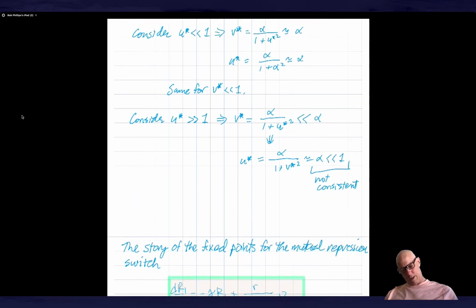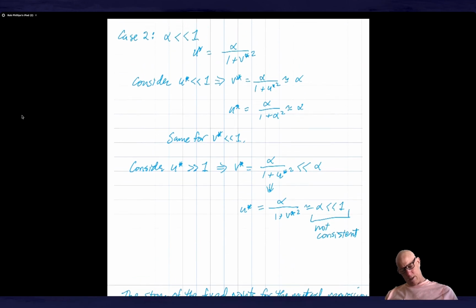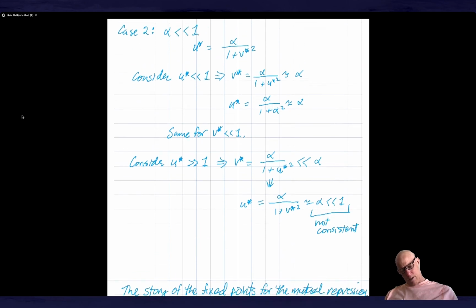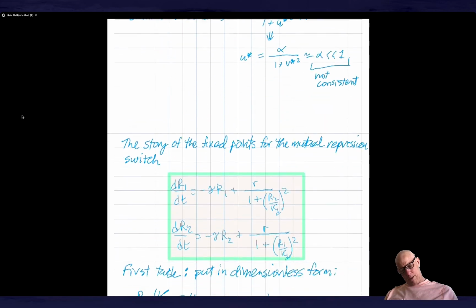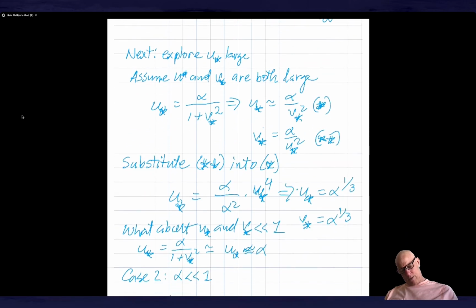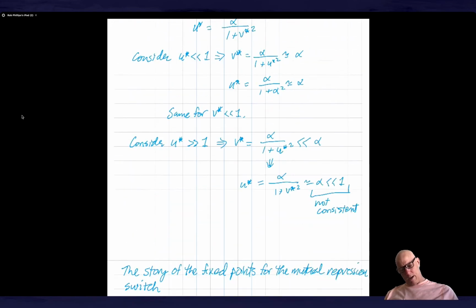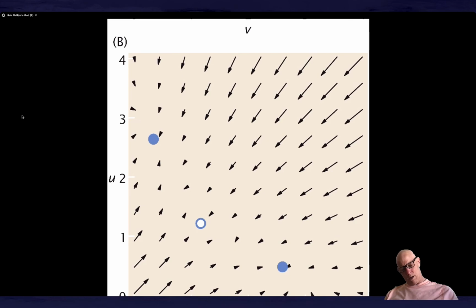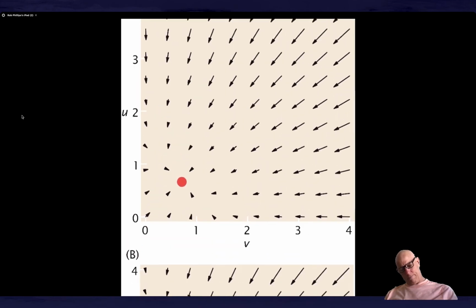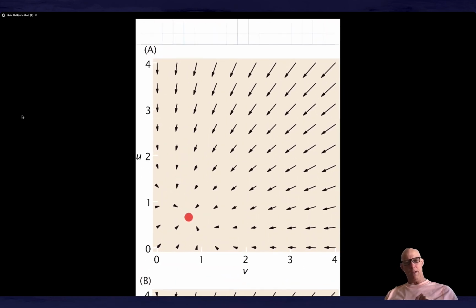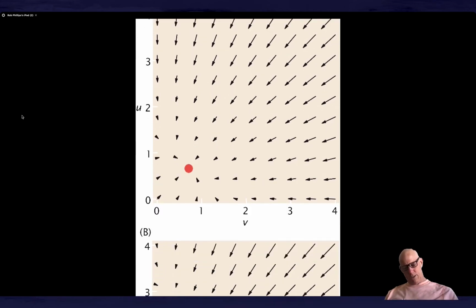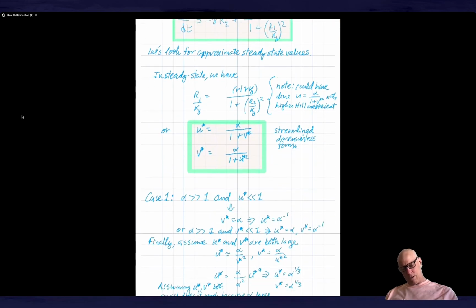Is this what I wanted to say? Yeah, so that's fine. That's a reasonable outcome in this case. And by the way, that corresponds to this fixed point, which we didn't talk about much the other day, but we would only find one fixed point in the case where alpha is much, much less than 1, and so we see that both u and v are small.